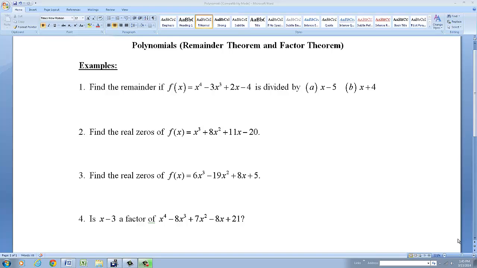Okay, in this video I'm going to look at some applications of the remainder theorem and factor theorem by looking at some problems from college algebra. Let's look at example number 1.